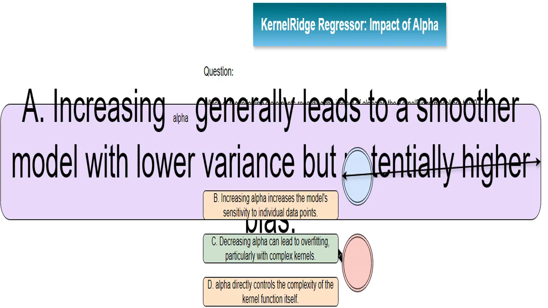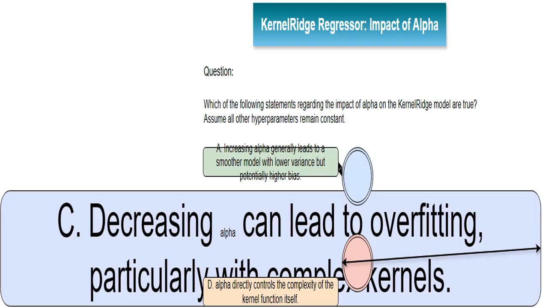This is incorrect. As I mentioned before, a higher alpha actually reduces this sensitivity, leading to a smoother and less variable model. It's the opposite effect of what's claimed here. This statement is also correct. A smaller alpha means less regularization. This allows the model to become highly complex and fit the training data too closely, overfitting. It will perform poorly on new, unseen data. This problem is particularly noticeable with complex kernels, which are already capable of learning intricate patterns, thus making them prone to overfitting with weak regularization.